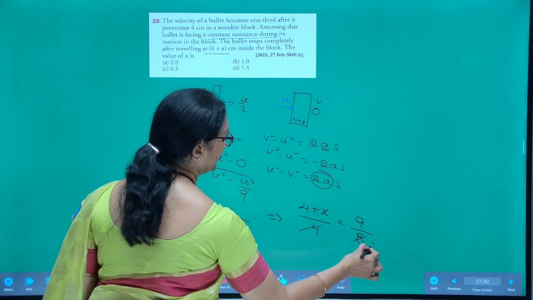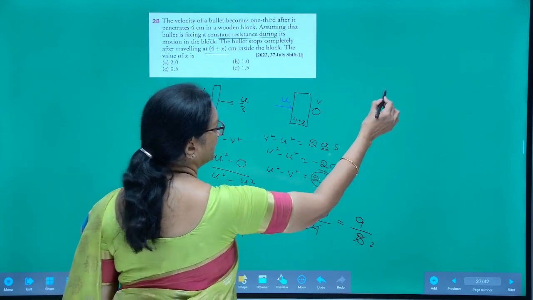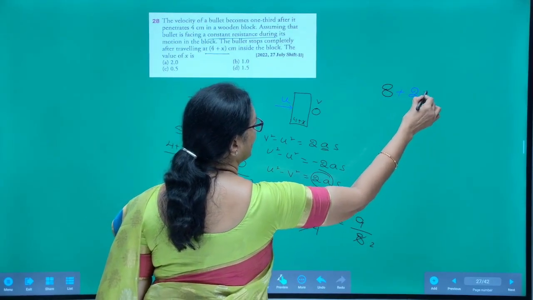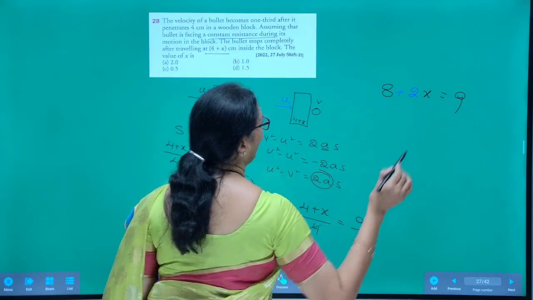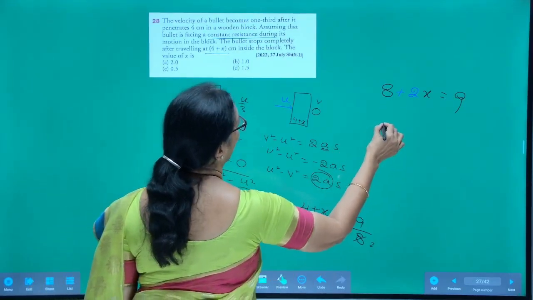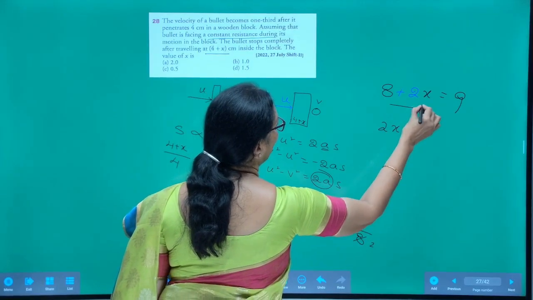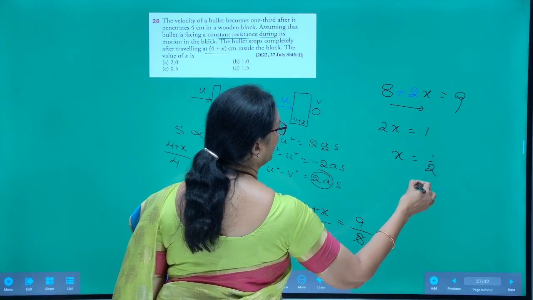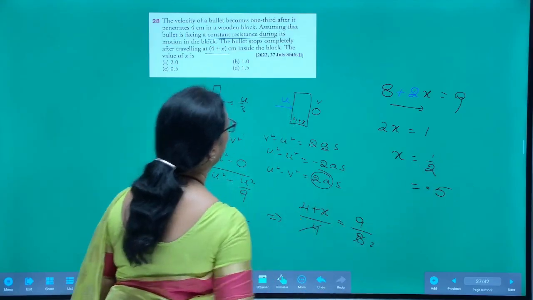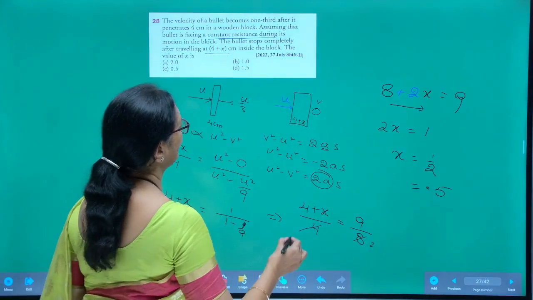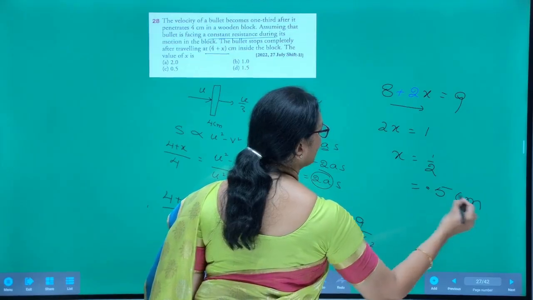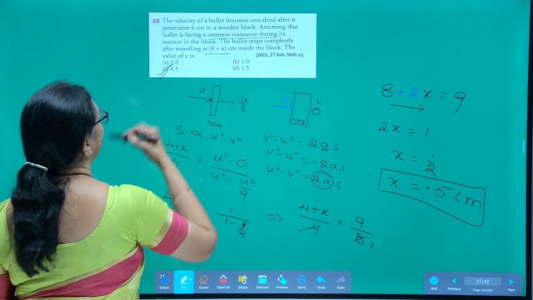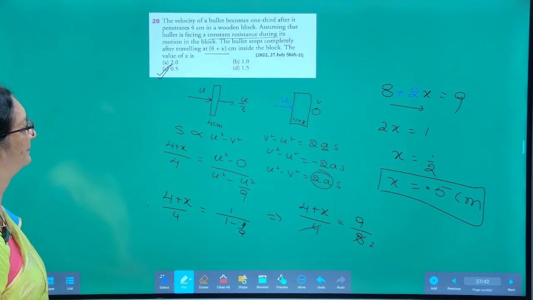So, this is 2. If you apply cross multiplication, 2 4s are 8. 8 plus 2x is equal to 9. 2x is equal to 9 minus 8, it is 1. X is equal to 1 by 2, that is 0.5. Because all the distances are given in centimeters, x is equal to 0.5 centimeters. This is the correct choice for that problem.